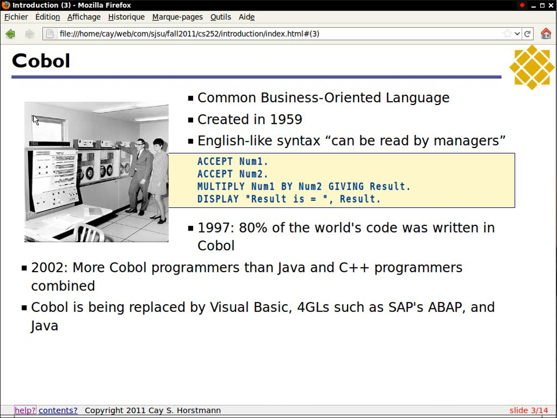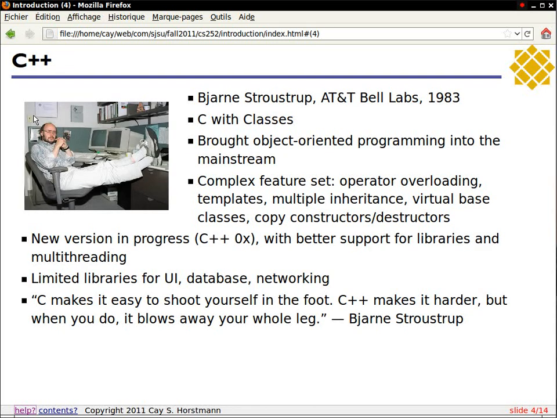Now in 1997, not that long ago, right? 80% of the world's code was written in COBOL. In 2002, that's what, 10 years ago, there were more COBOL programmers than there are Java and C++ programmers combined. 10 years ago. Now, of course, it's gone. COBOL then was replaced, this is an old slide, by Visual Basic. What's happened to Visual Basic? Right, it's been replaced. So languages change all the time. And so it's kind of a poster child of something that you thought it was huge. It was unkillable, and 10 years later, it's just a shadow of its former self. No, C++.